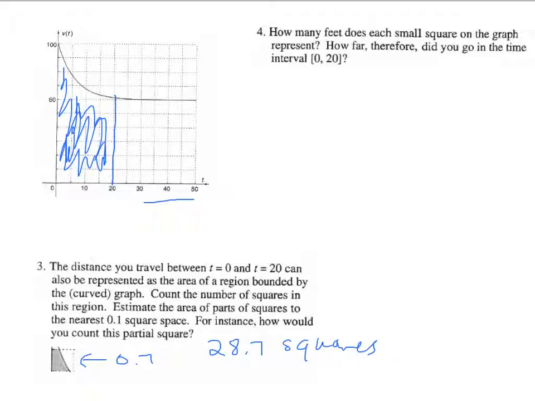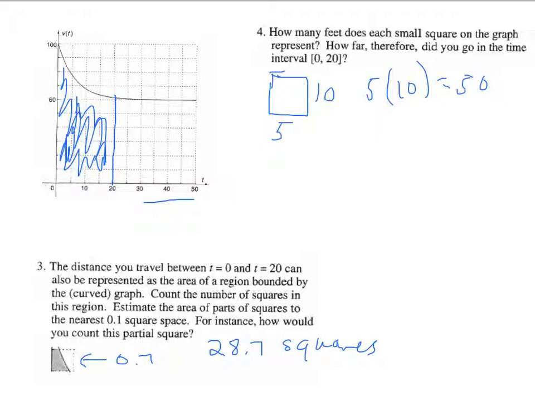Looking up at number 4, the first question is how many feet does each small square on the graph represent? Well, if we look carefully, we actually are going to see that these aren't really squares. If I draw one of these right here, it appears that the space on the horizontal axis would be 5 units, and the space on the vertical axis is 10 units. So even though they look like squares, these are actually rectangles. And so we can see very quickly that 5 times 10 is going to give us 50 units.